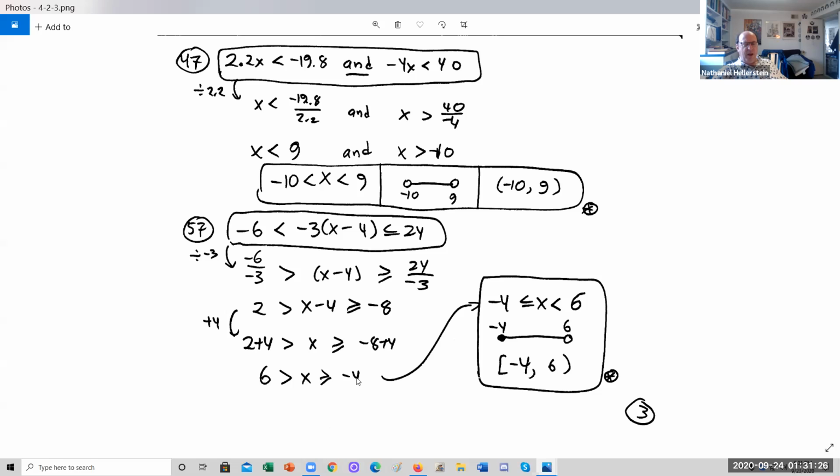That's good enough, but I prefer to use less than signs because that way the numbers arrange on the page the way they arrange on the graph. So you basically just reverse these, negative 4 over here, 6 over there, flip both signs. So you get negative 4 is less than or equal to x is less than 6. So it's a half open interval, including negative 4 and up to, but not including 6. Square bracket, negative 4 to 6, round bracket.